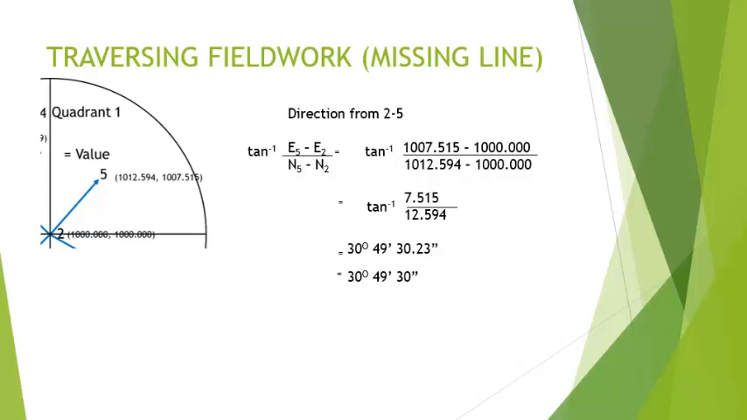The formula that you need to remember is the reverse tangent of easting divided by northing. This is the crucial formula that you need to remember. Here, to obtain the correct direction, let's say from station 2 to station 5, in this example, the operation is always station 5 minus station 2. In other words, use the reverse direction.